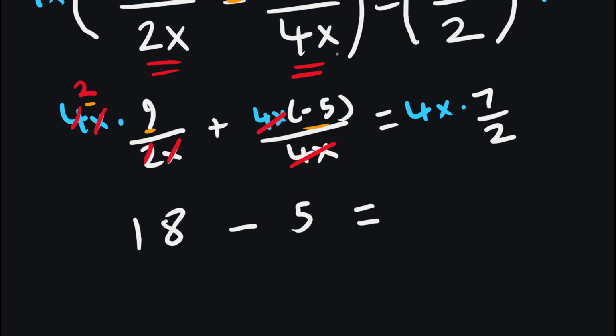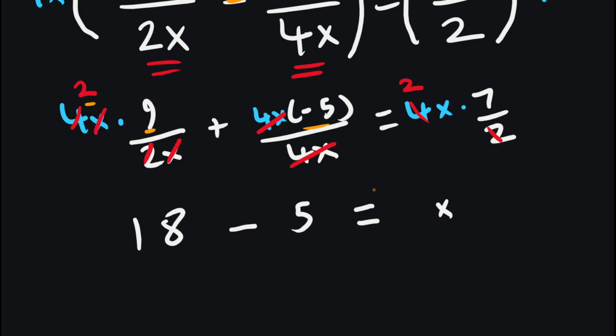And on the right side, we can simplify the 4 over 2. 4 over 2 is just 2. So we have 2 times 7. And we can evaluate this even more. What is 2 times 7? That's 14.